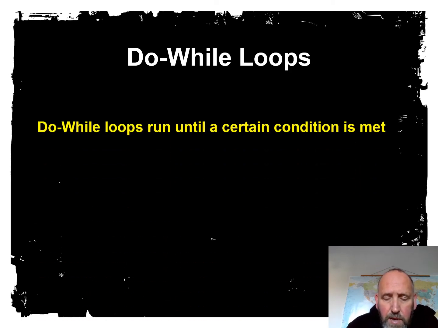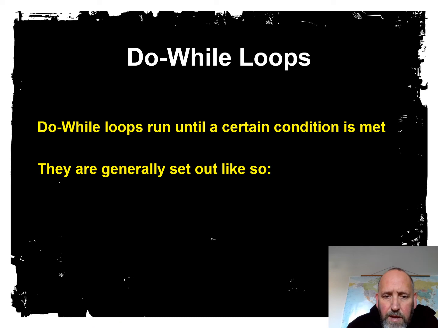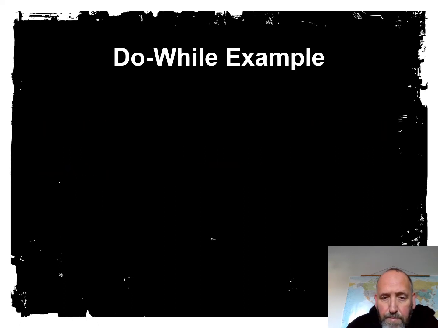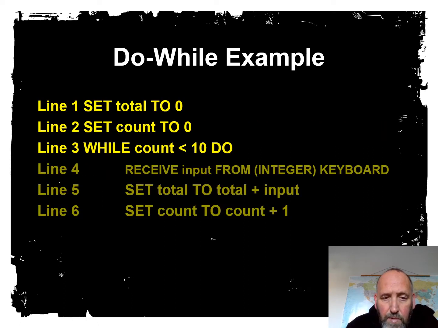Do while loops run until a certain condition is met. They're set out like this. While something is not equal or is not true, do. Repeat the instructions until it does, end while. So while something is, do, repeat it, end while. Here's a wee example.